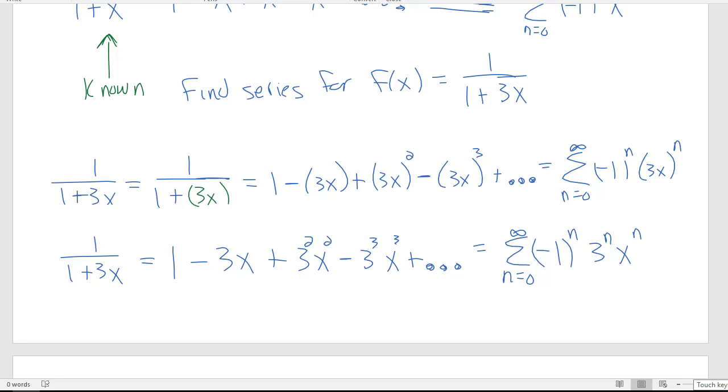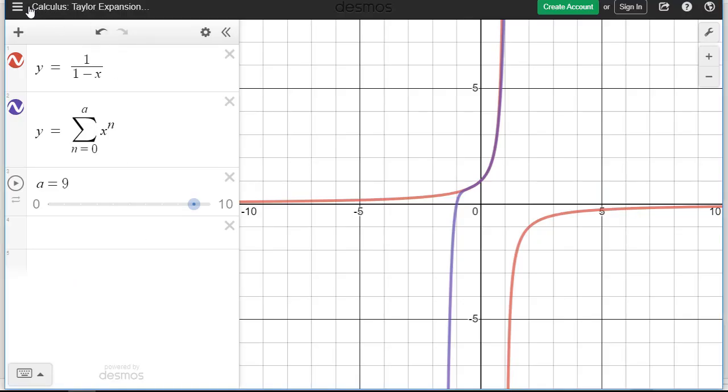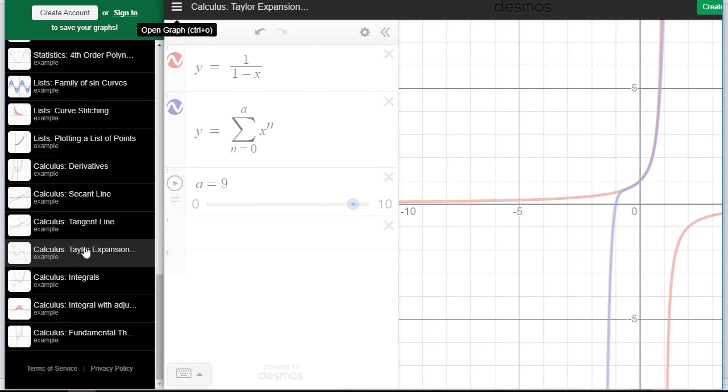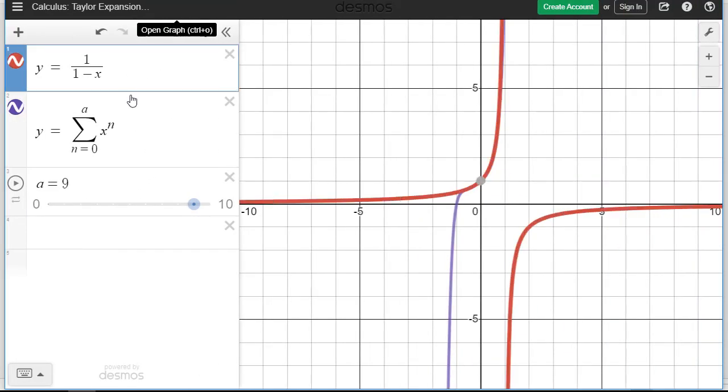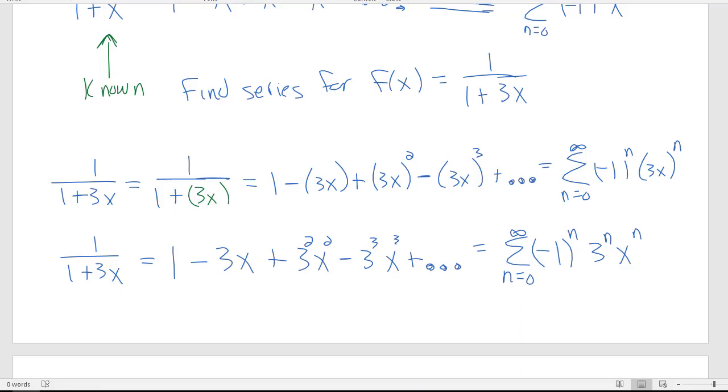We now have 4 functions and their power series representations. I could go into Desmos and graph these. I'm not going to, just because it's going to make this video really long if I do that. But I could graph 1 over 1 plus 3x, and then I could graph this sigma notation power series. So what I would encourage you to do is pause the video, open up Desmos, right? Go into that Taylor series graph here, and then change your function, change the form of your series, and see how that looks. All right, try that out, and then we'll take a look at another example.